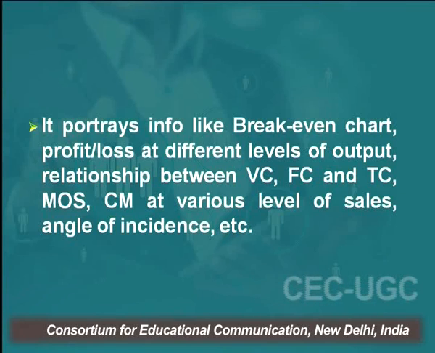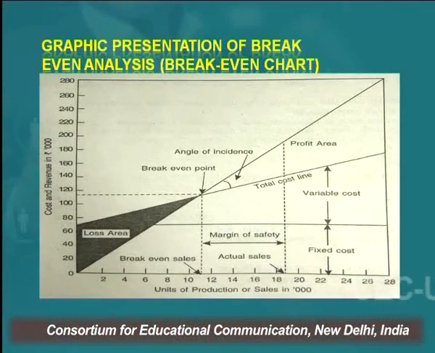The break-even chart shows profit or loss at different levels of output, the relationship of variable cost, fixed cost, and total cost, and it also shows margin of safety, contribution margin at different levels of sales, and the angle of incidence. I'll be discussing each of these. Now please see this graph very carefully. This is the break-even chart, and what you are noticing here is that on the x-axis we are showing units of production, right?